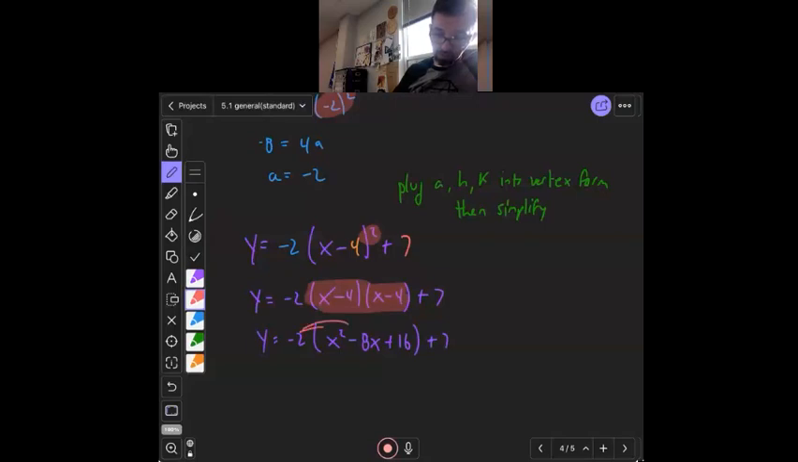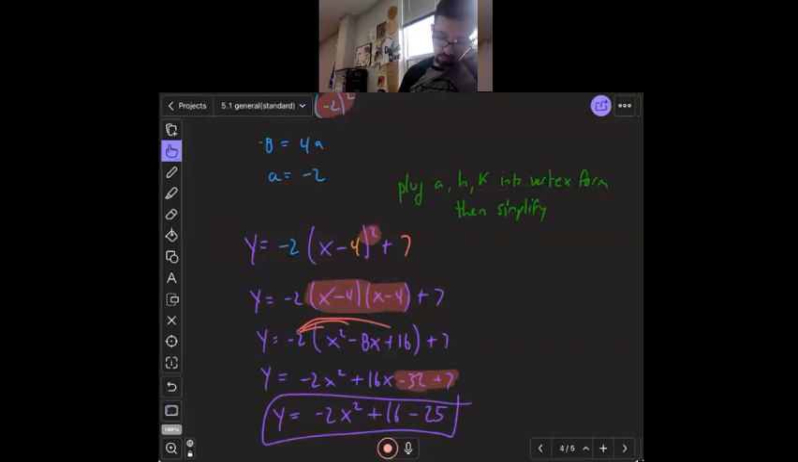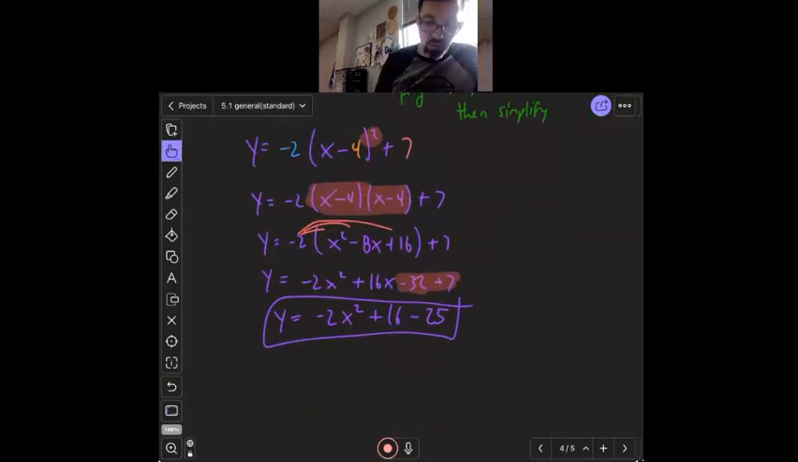Now distribute the 2. Okay. The order I'm doing this is designed to help you guys do it correctly. So plus 16x minus 32 plus 7. And then the last thing is combine those like terms. So it's kind of a long process. It's not really anything that's too crazy difficult. Okay. So just take your time. I give you guys 2 of those to try.